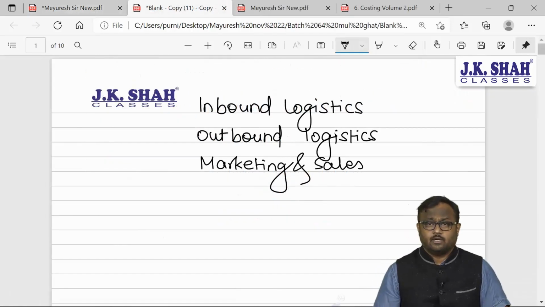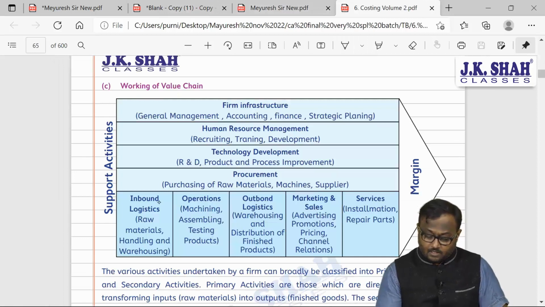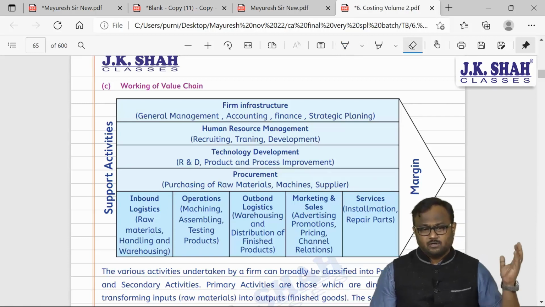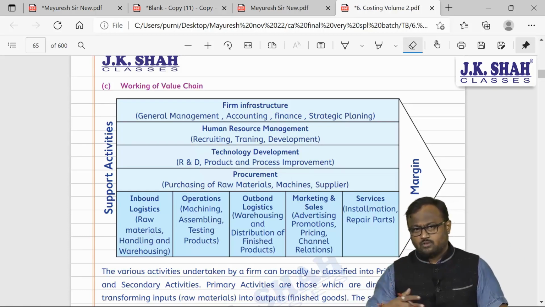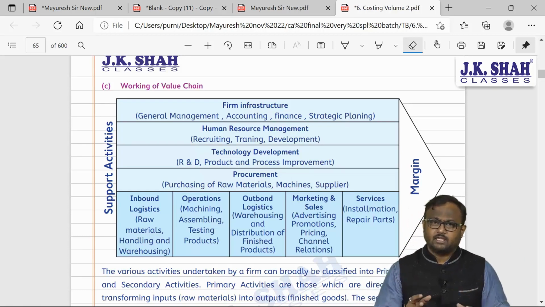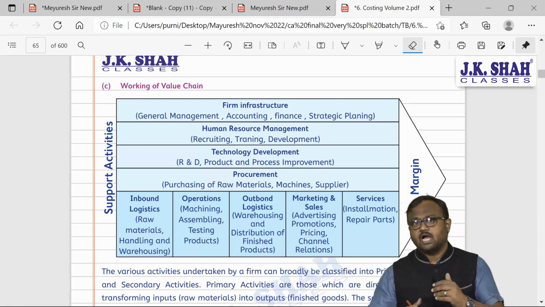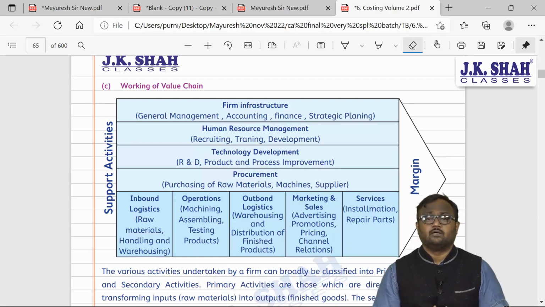What more can be done? See, there can be a few more aspects like operations, services, after sales service. And generally, there are 5: inbound, related to inputs; operations; outbound, related to distribution; marketing and sales, to promote sales; and finally after sales service, just to keep your brand alive, just to satisfy the customer.